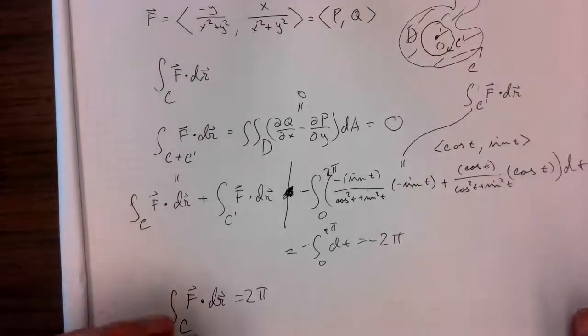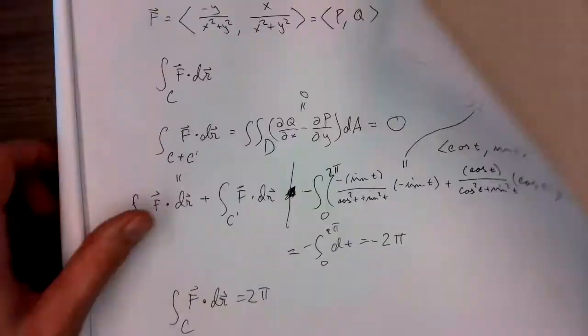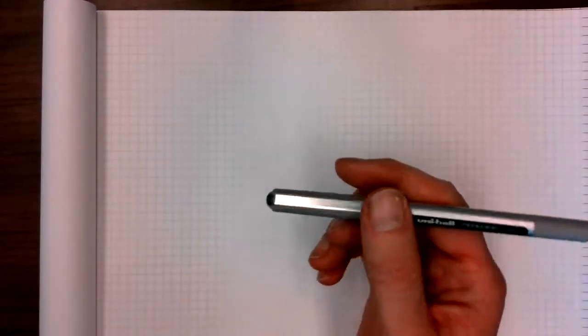All right, so that's one application. Let's switch notebooks. Let's look at one more thing with Green's theorem, and that's the divergence form of the theorem, because this is a place where it also gets applied quite often.